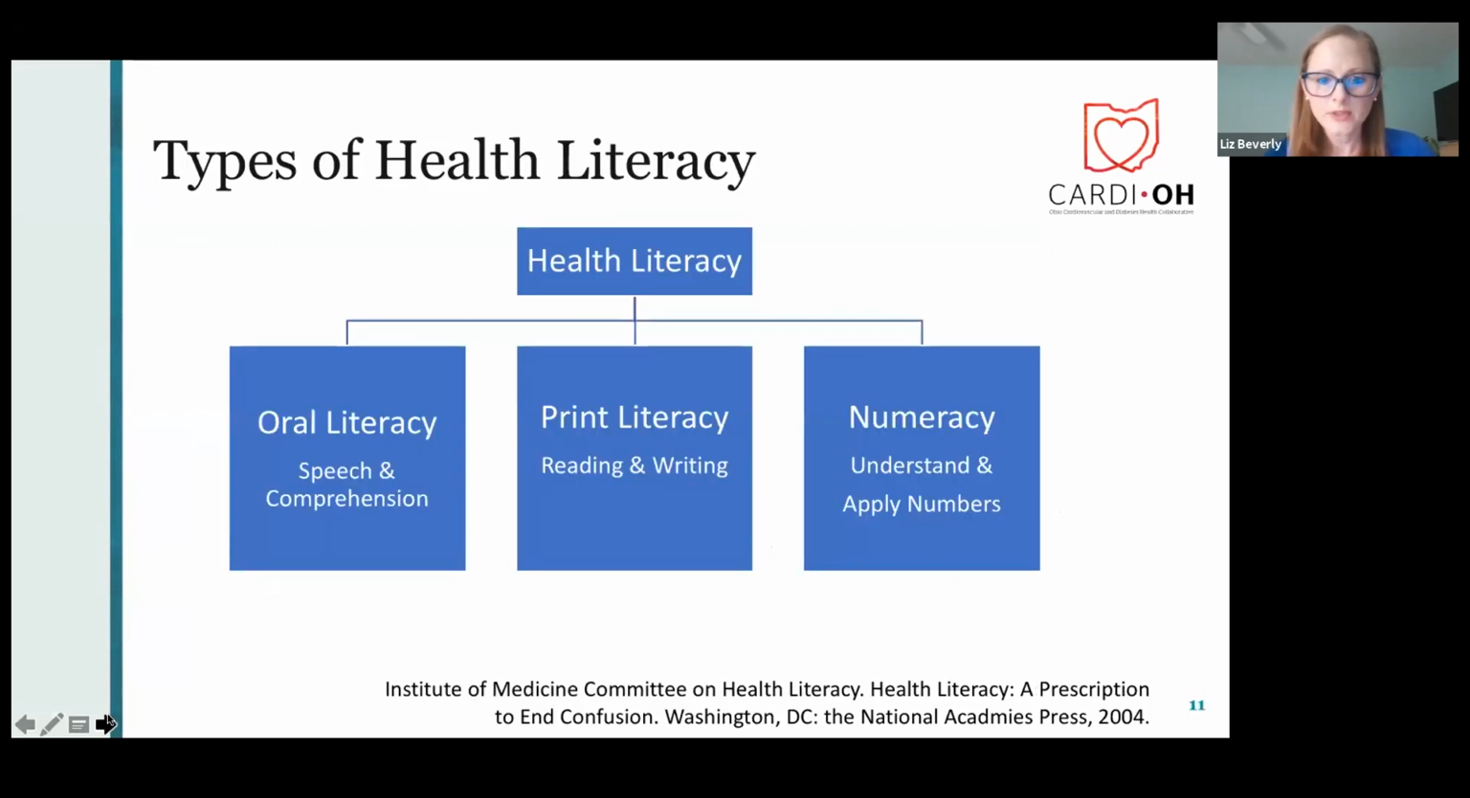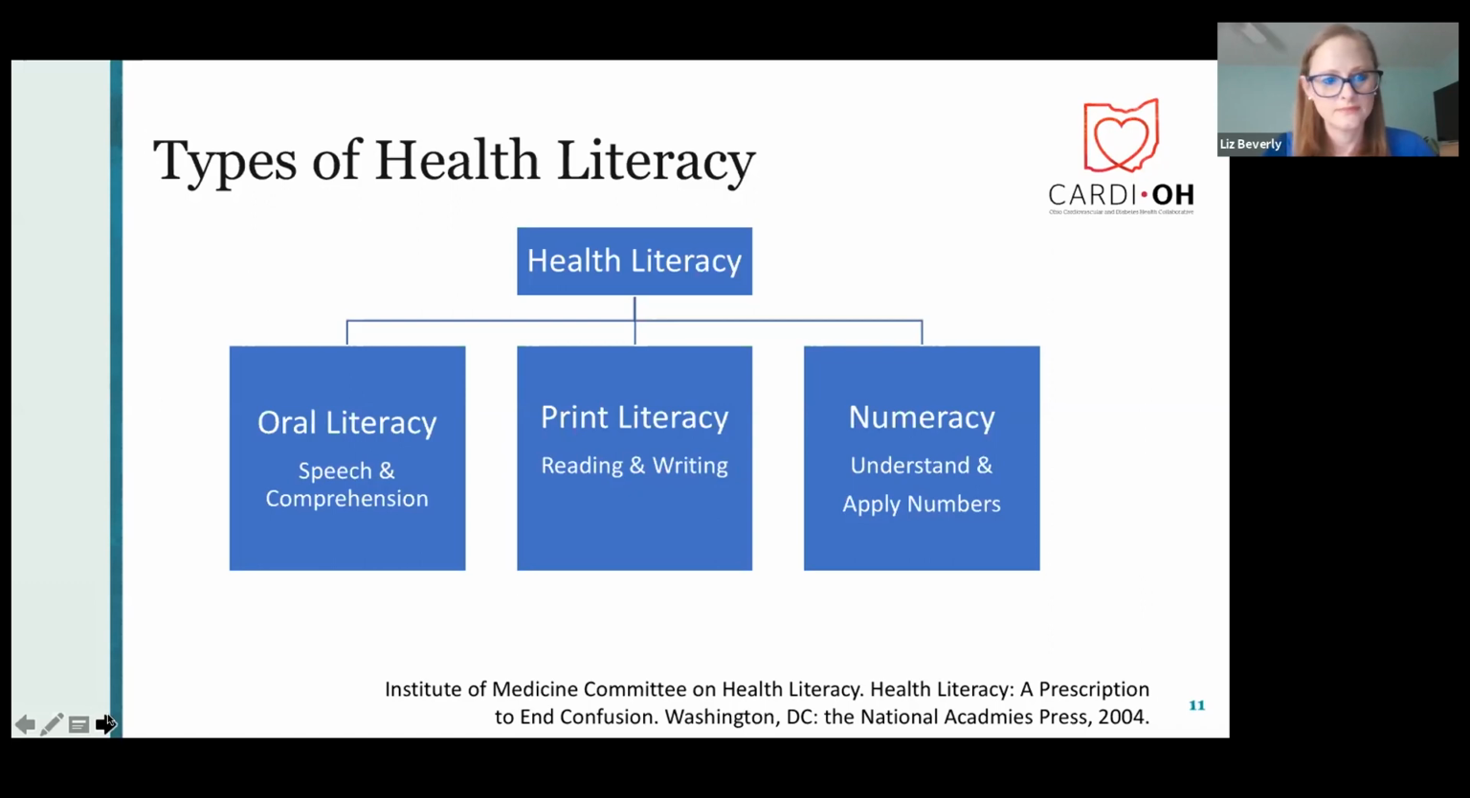So there are types of health literacy, and this is where we're going to transition to Dr. Rao's presentation. In terms of health literacy, think about it. I'm talking to you right now. This is a form of oral literacy. I'm speaking to you and you're comprehending, I hope. There's print literacy, reading and writing, and then you have numeracy. And you can expect that with diabetes, particularly if somebody's on insulin and counting carbohydrates, their understanding and their ability to apply numbers is particularly important. So now I'm going to pass the baton to Dr. Rao.